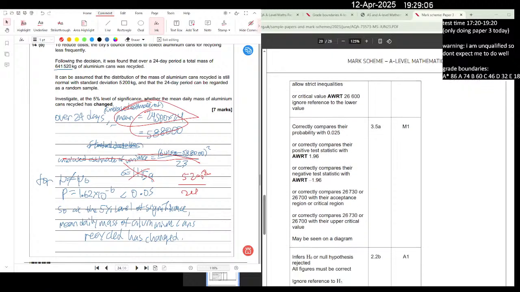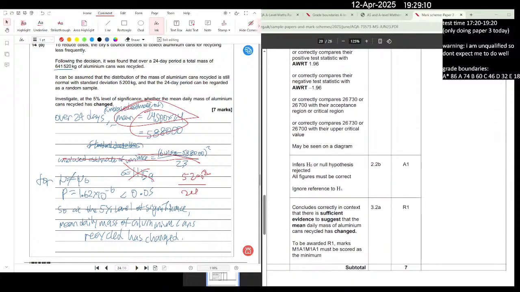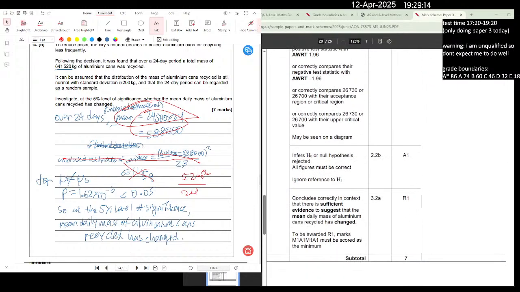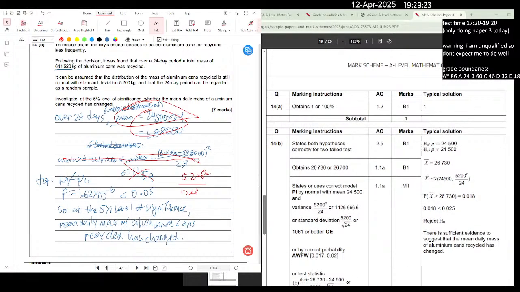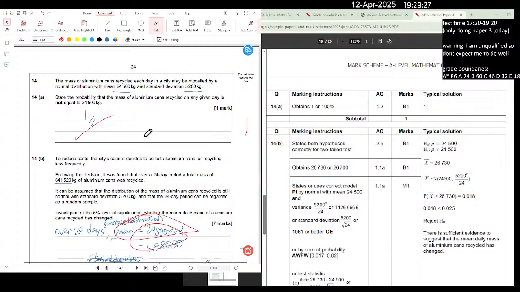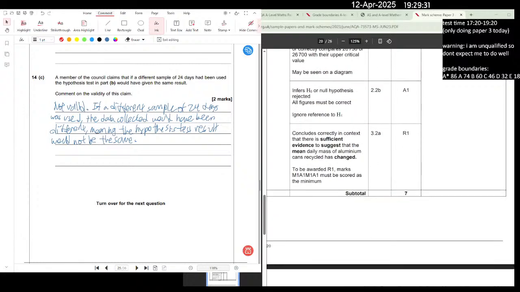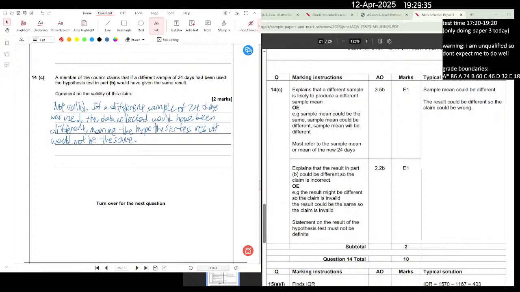Correctly compares their probability with 0.025. I don't think that's follow through for this. So anything that I get wrong, I can't get anything. 0. Just nothing. I wasn't expecting to get many for that anyway, but it's a 0.